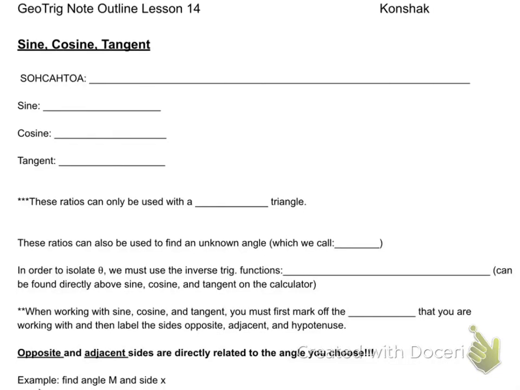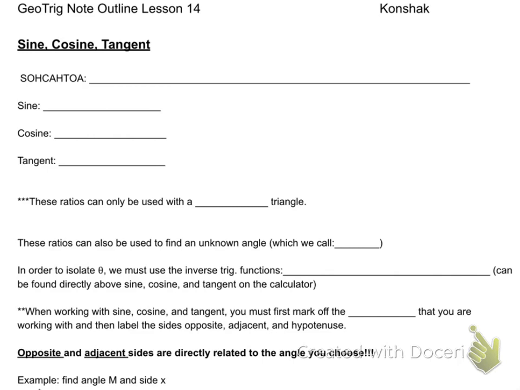Geotrig, lesson 14. I'm going to do a recap for the first half, the stuff that we did during our first semester. We should know what sine, cosine, and tangent are. We know the acronym now of SOHCAHTOA, and SOHCAHTOA helps us identify the three trig functions, sine, cosine, and tangent, and what their ratios are. The ratio for sine is opposite over hypotenuse, cosine is adjacent over hypotenuse, and tangent is opposite over adjacent.